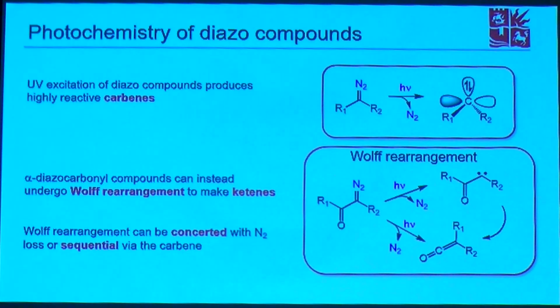But the alternative is that this nitrogen molecule is lost first to make the carbene, as in this prototypical photochemistry, and then after that, the R group here migrates here. And both end up in the same place, but the question is, which mechanism gets you there? So there's a sequential versus a concerted possibility of process here.